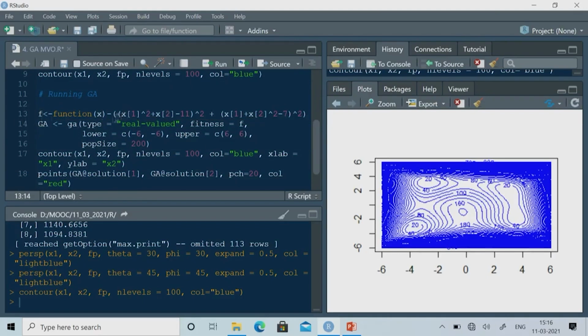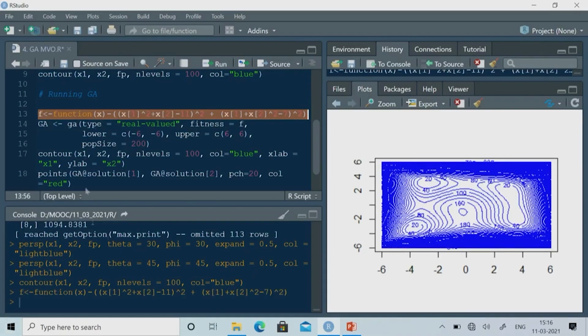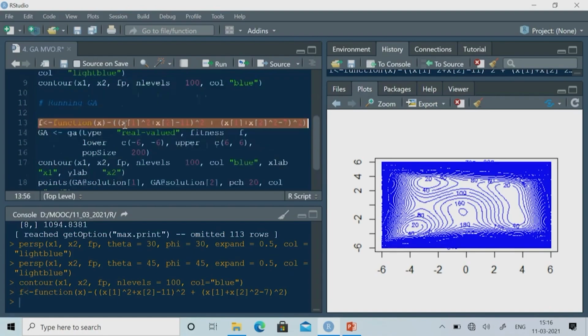So, this is the function of x1 and x2. This is x1 square plus x2 minus 11 whole square, plus x1 plus x2 square minus 7 whole square. Then this is the function f. So, let us execute this particular line. I am getting this particular function. Now, I am running the GA function.